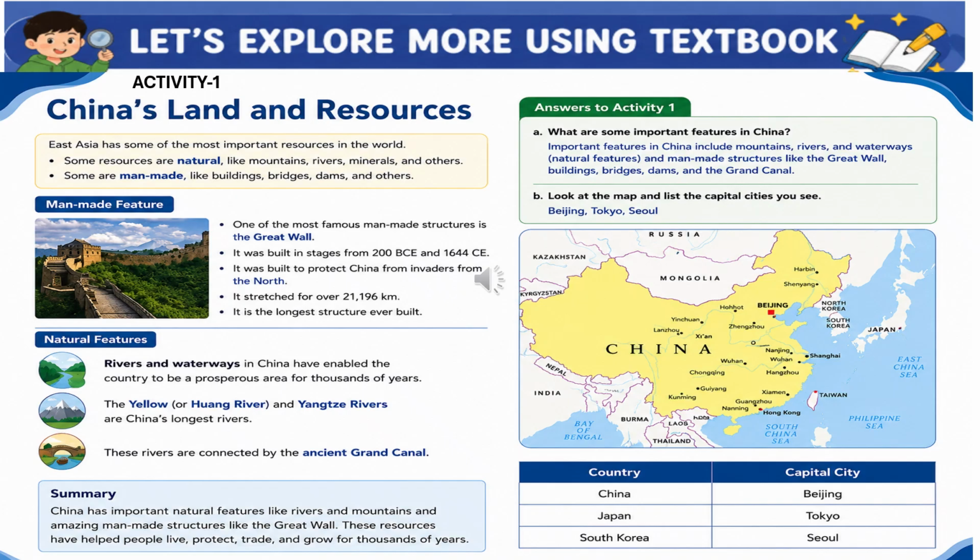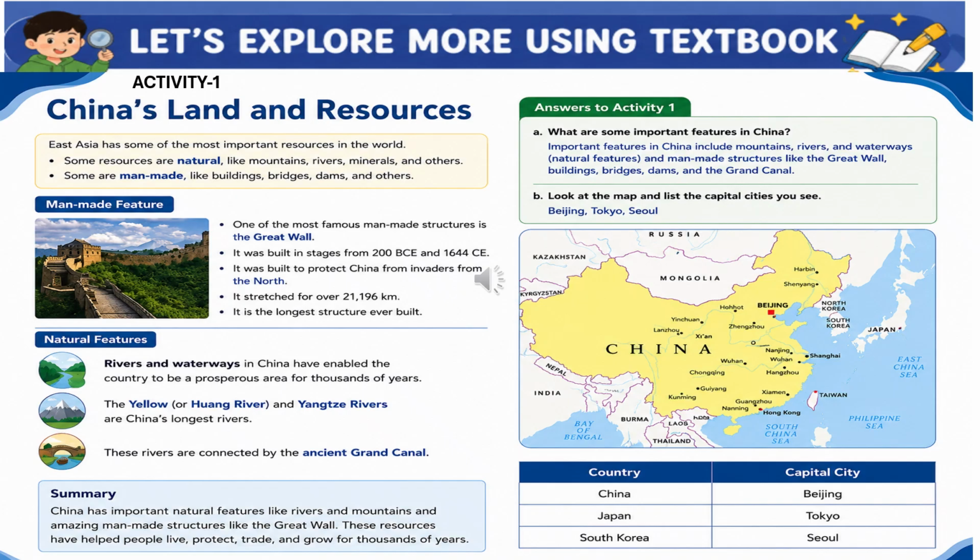Okay, now let's answer the questions in activity 1. So the first question is, what are some of the important features of China? The answer is that China has important natural features such as mountains, rivers, waterways, etc. And also man-made resources like the Great Wall of China, buildings, bridges, dams, and the Grand Canal, etc. Now let's look at the map on the right side. Can you identify the capital cities shown on the map?